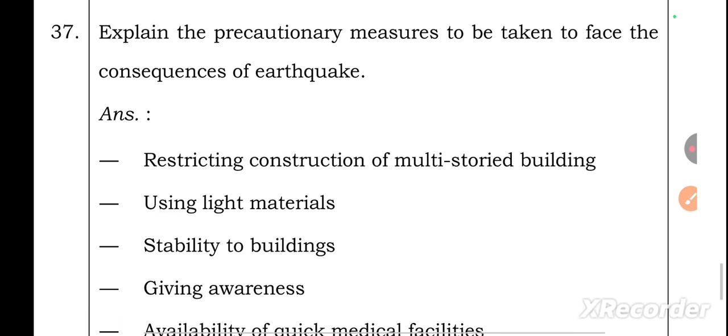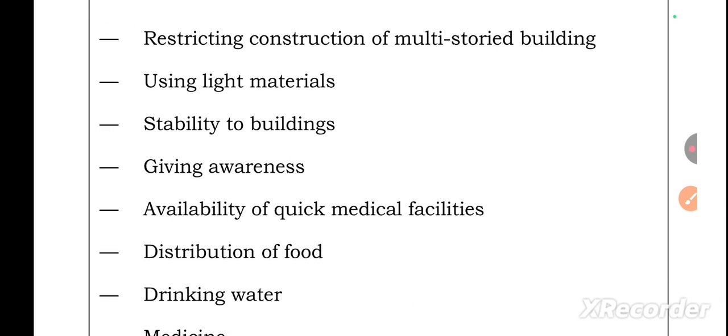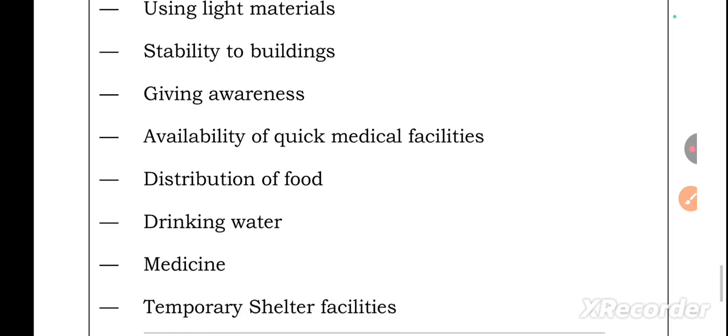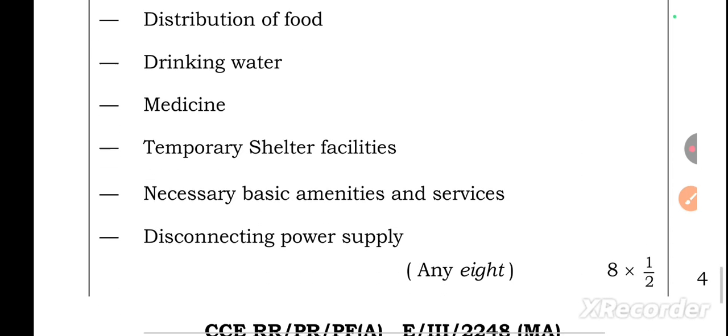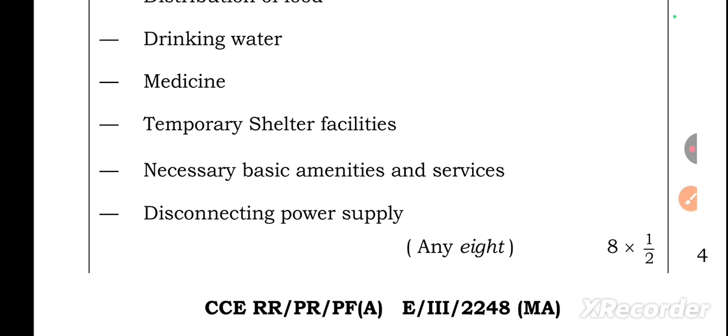37th one. Explain the precautionary measures to be taken to face the consequences of an earthquake. Restricting construction of multi-storied buildings, using light materials, stability to buildings, giving awareness, availability of quick medical facilities, distribution of food, drinking water, medicine, temporary shelter facilities, necessary basic amenities and services, disconnecting power supply.